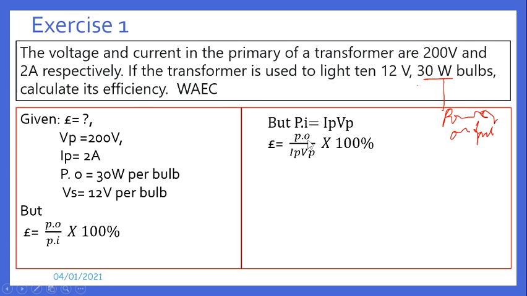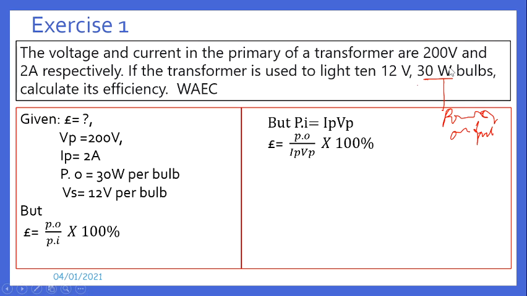Efficiency equals power output divided by IPVP. The reason why I'm using IPVP is that the power input is not given to me directly. Power input, the same thing as power in the primary, is not given to me, but I can calculate it using the formula for power, which is power equals IV. That's why I put this one here. And I'm using just the power output here because the power output for the bulbs is given to me directly.